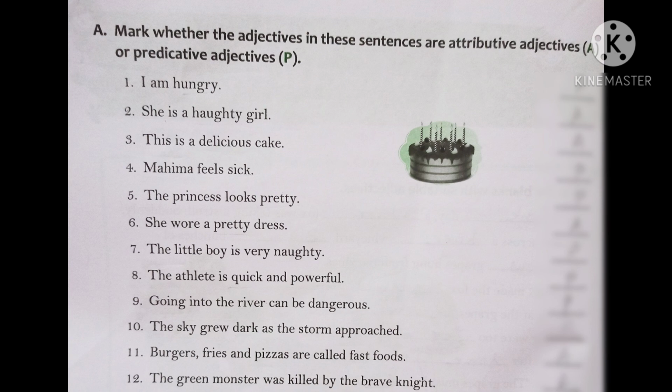In the same way, number 3, this is a delicious cake is what? It is attributive, right? Because delicious, which is an adjective, sits right before the word cake, which is a noun. The fourth sentence is Mahima feels sick, right? Sick is the adjective here which sits right after the verb feels. So it is predicative.